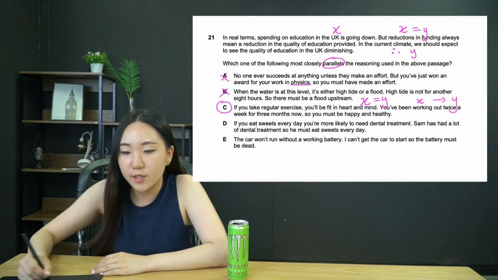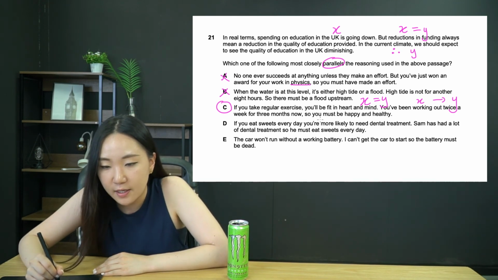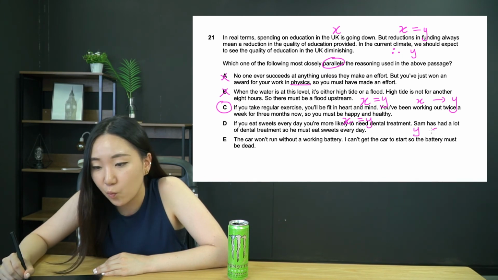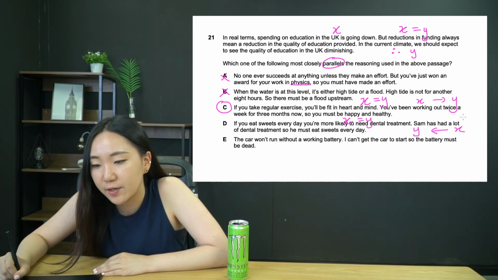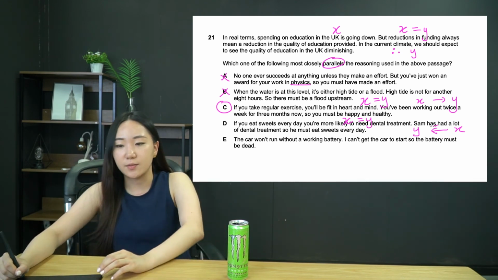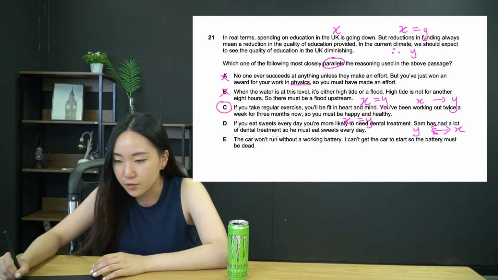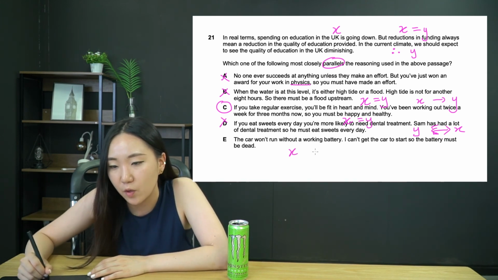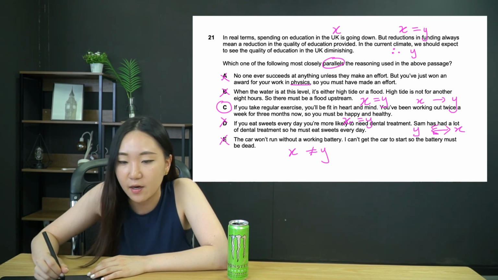So if you want to check the other two just to be certain, if you eat sweets every day, you're more likely to need dental treatment. So X causes Y. Sam has a lot of dental treatment, so Y has happened, therefore he must be doing X. So it's a little bit the wrong relationships. Does that make sense? Sorry, wrong arrow. The car won't run without a working battery. X will not work without Y, so that's not quite the same, yeah? So again, I think that's wrong.